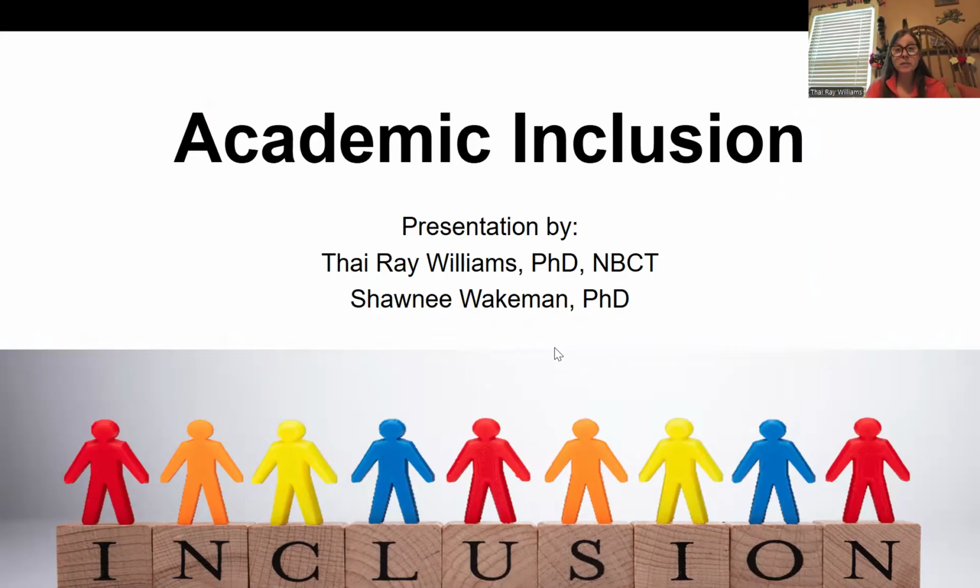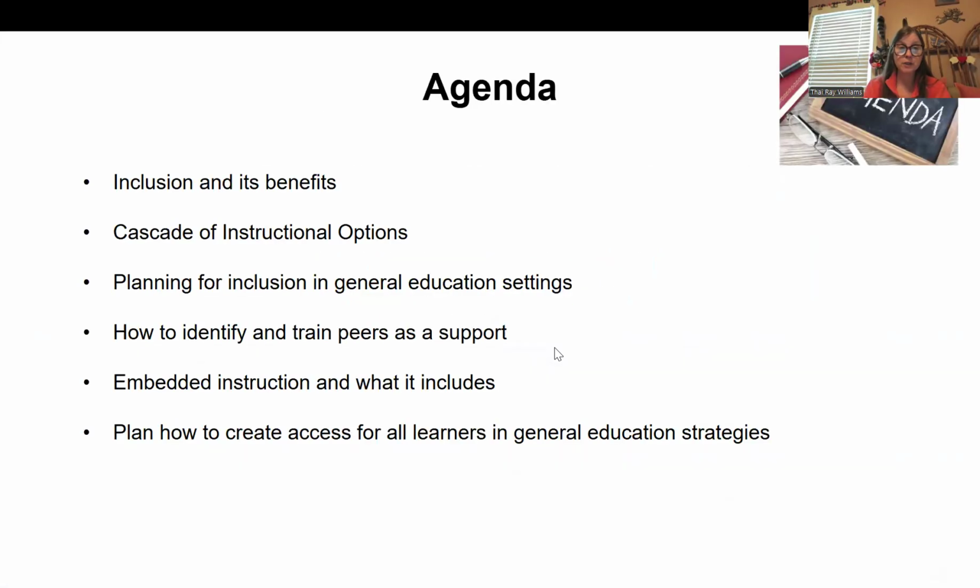This week, we are going to be talking about academic inclusion. And so we're going to talk about the definitions of inclusion, what the benefits are. You're going to learn about the cascade of instructional options. How do we plan for inclusion in a general education setting? How do we identify and train peer supports to effectively support our students?